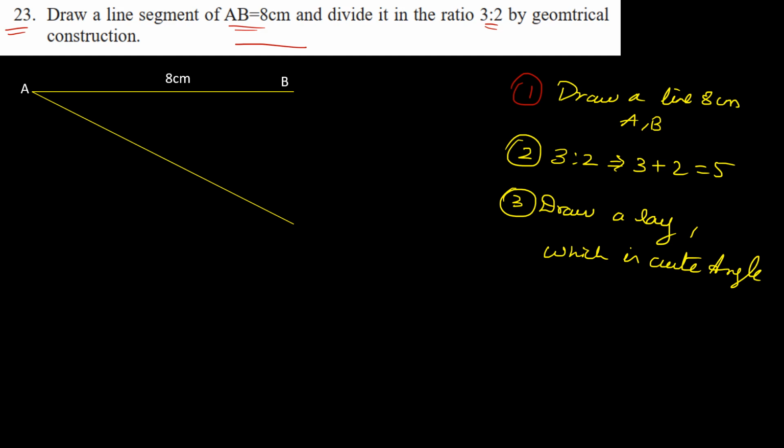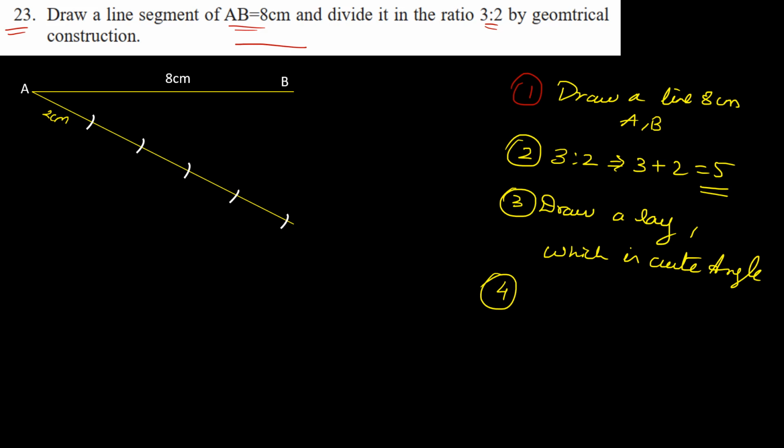After that, fourth step, you need to make arcs. How many arcs do you need to make? That is 5 arcs. The ratio is 3:2, that is 3 plus 2 means 5. You need to make 5 arcs of equal length. For example, take one arc, suppose you are taking 2 centimeters, then next take 4 centimeters and make an arc. It should be equal, all equal arcs. Make 5 equal arcs.